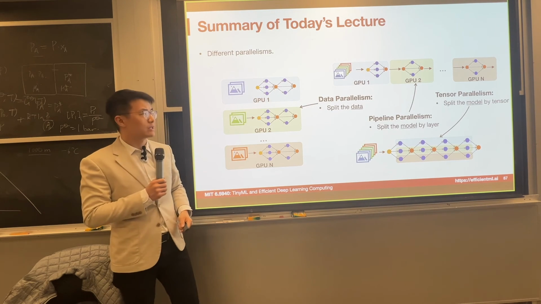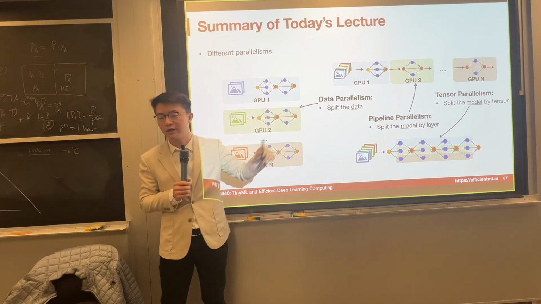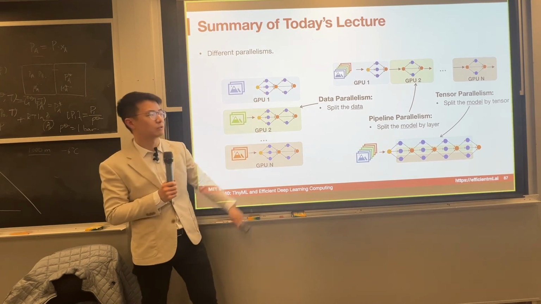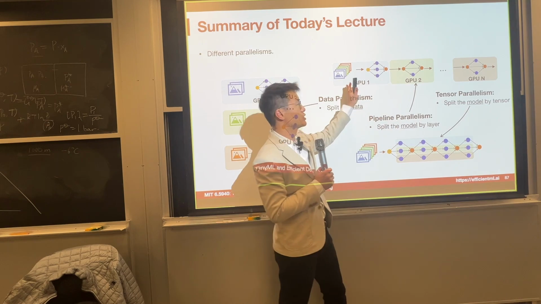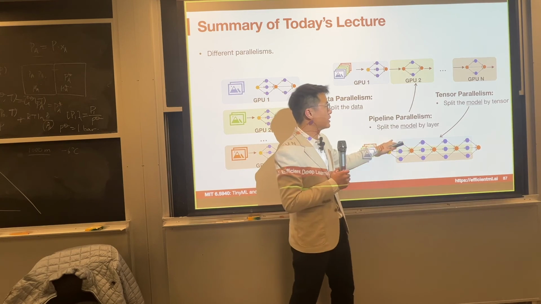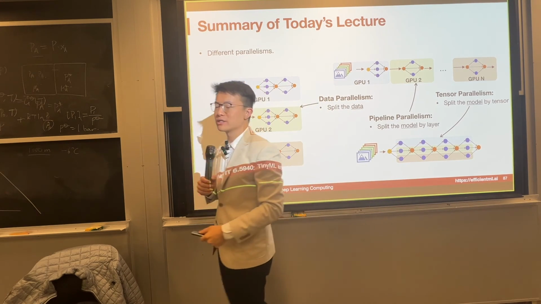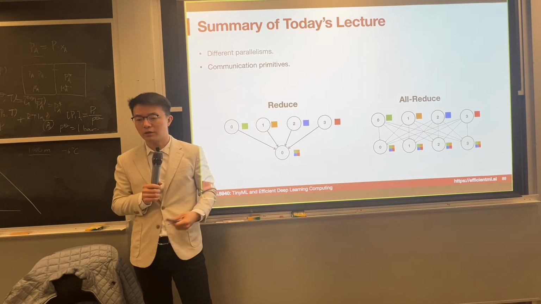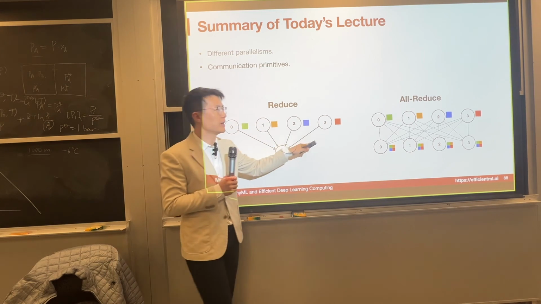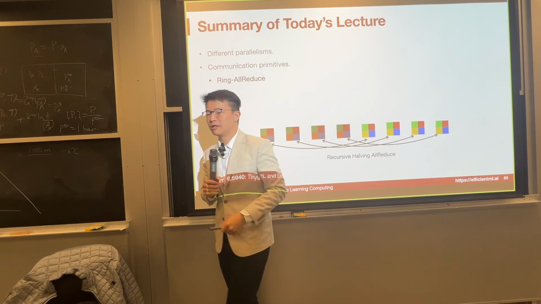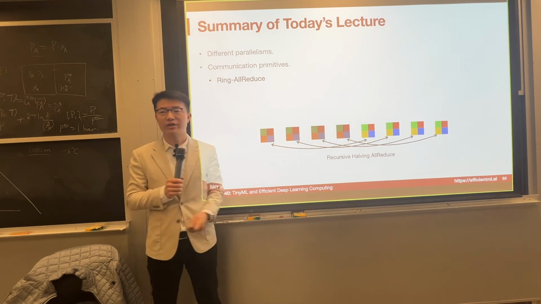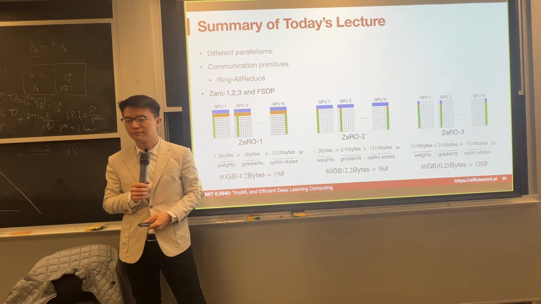Okay, so summary of today's lecture. We first talked about 3 different kinds of parallelism. Data parallelism, we split the data, same model, across different workers. Pipeline parallelism, we split the model in the layer dimension. And then tensor parallelism, we split the model by the tensors, inside a tensor. We also talked about several communication primitives, including reduce, many to one, all reduce, many to many, and a very efficient method using ring all reduce, and also recursive halving all reduce to reduce the communication bandwidth.